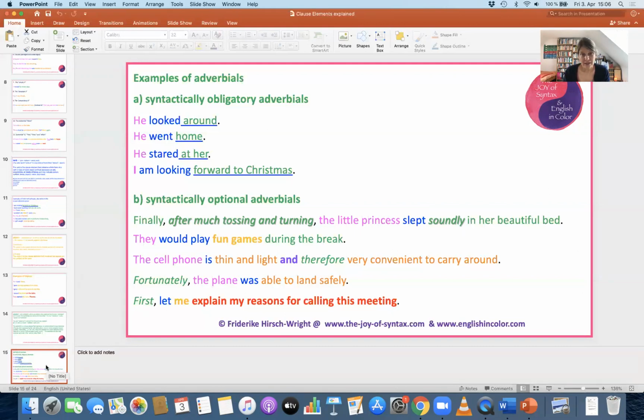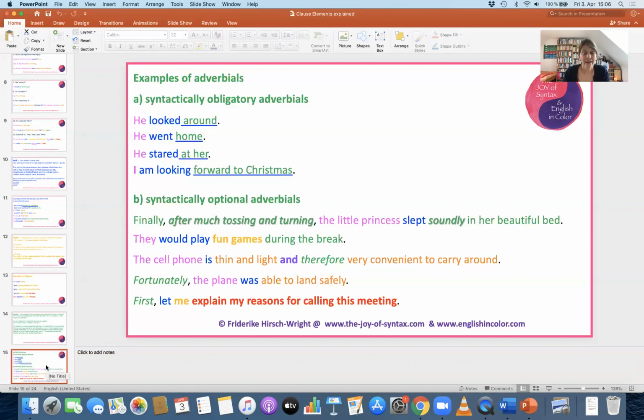They would play fun games during the break. We have a prepositional phrase as adverbial, and it is, again, syntactically optional. They would play fun games is a complete clause.